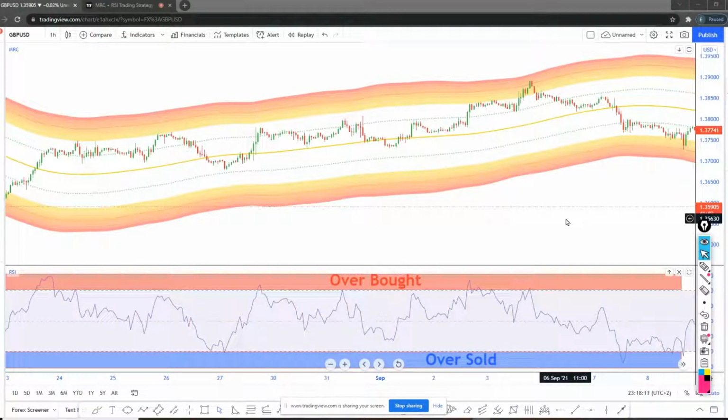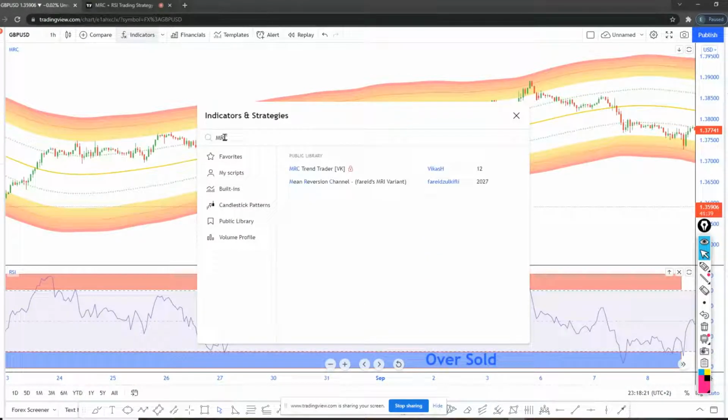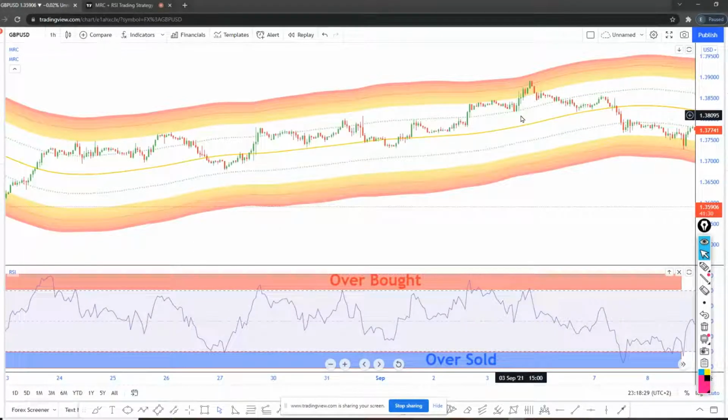So today we are gonna study the MRC Trading Strategy with RSI. First you go here and just click MRC. Then you're gonna get this one right here. Just click on it. This is gonna show up just like this.